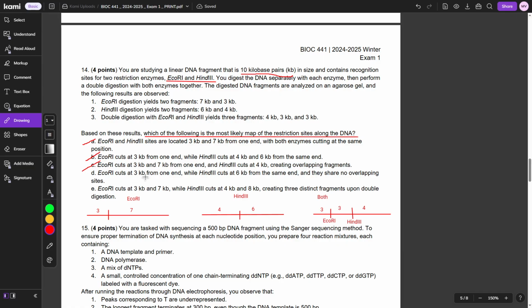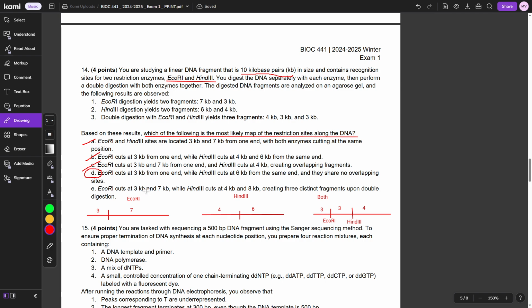EcoRI cuts 3 bases from one end. Okay, that's true. While HindIII cuts 6 bases from the same end. That's true. So if EcoRI cuts 3 bases from this end, which is true, right? 3 bases from that end. HindIII is 6 bases from the same end. There are no overlapping sites. That's true. There are no overlapping sites that I'm seeing here. So I like D the best right now.